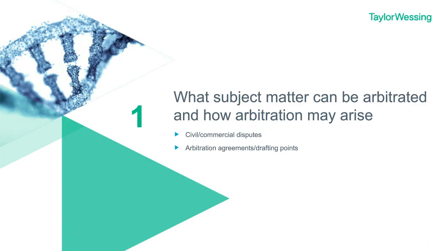Okay, so let's start by reminding ourselves about what subject matter can be arbitrated and how arbitration may arise. In the UK, any civil matter can be arbitrated. However, in order for arbitration to arise, the parties need to have agreed to arbitrate the relevant matter, i.e., all that is required is a valid arbitration agreement. To fall within the scope of the Arbitration Act, that agreement must be made or evidenced in writing. So typically, the arbitration agreement will be a clause within the relevant commercial contract itself, but it can also be set out in a separate agreement, or agreed subsequently.